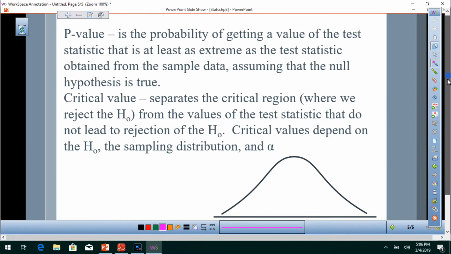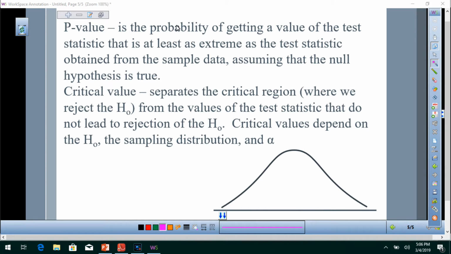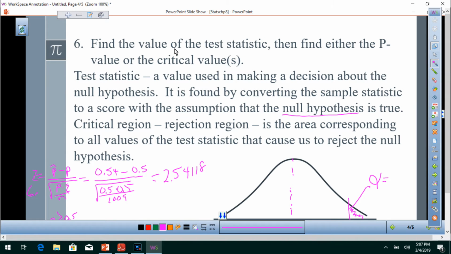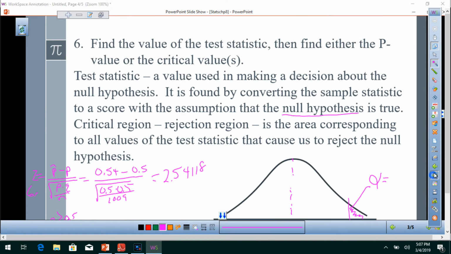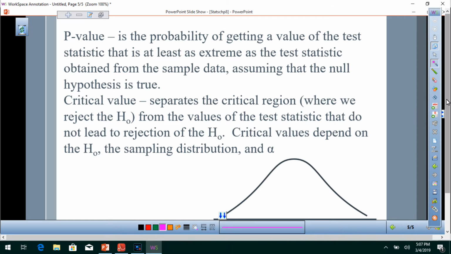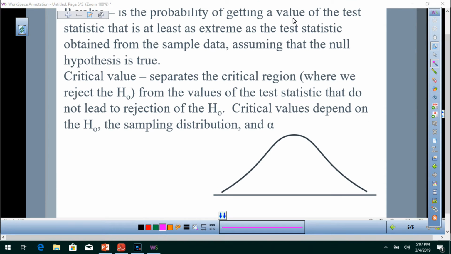All right, so let's try. P-value is the probability of getting a value of the test statistic that is at least as extreme as the test statistic obtained from the sample data, assuming that the null hypothesis is true. Did I skip something? No, we have not skipped anything.